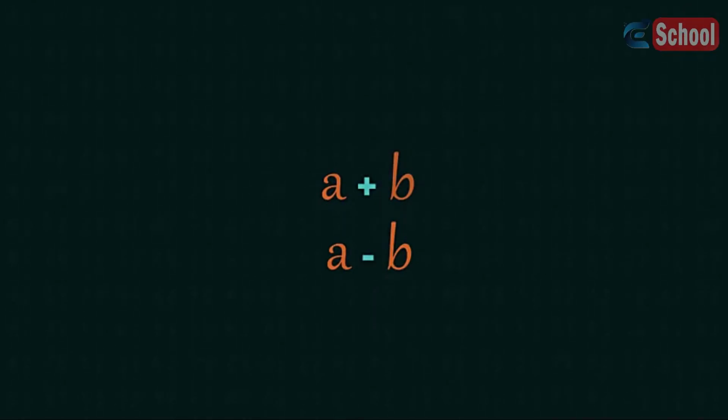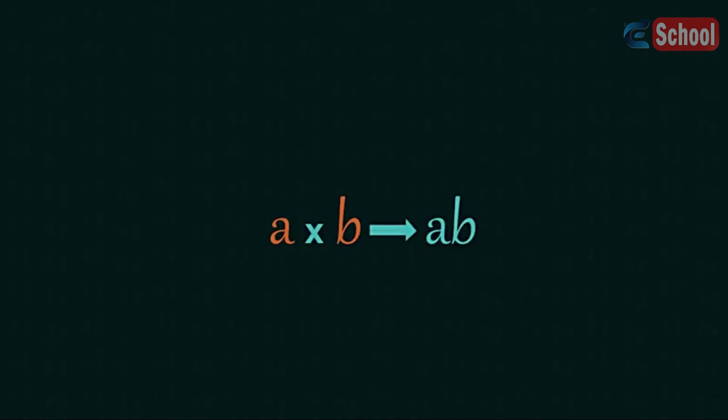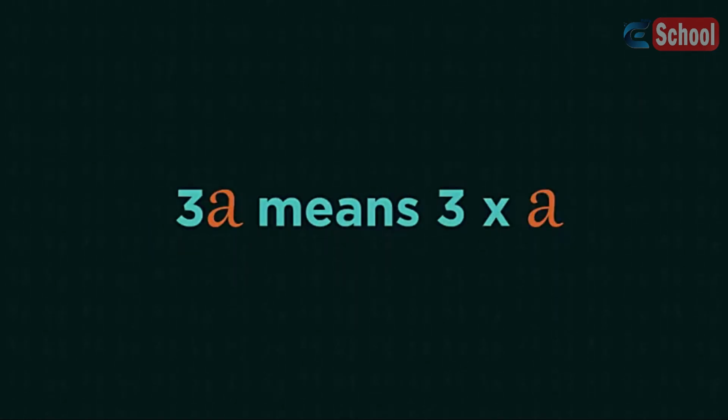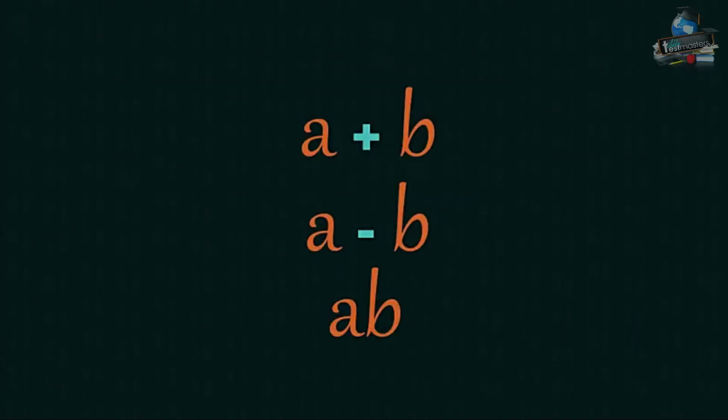Adding and subtracting stays the same, but instead of writing the multiplication sign, we can remove it and just write AB instead. So if you ever see two letters next to each other, or a number and a letter, then it just means to multiply those things together. Notice how we always use a curly X for the letter X, because otherwise it would look like a multiplication sign. So make sure your X's are curly. So that's adding, subtracting and multiplying.